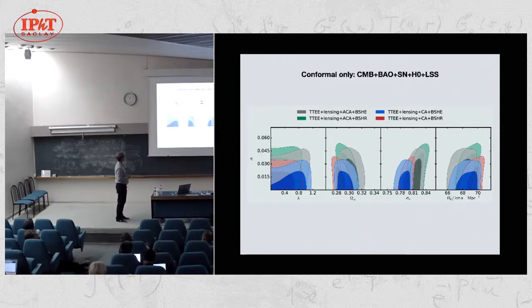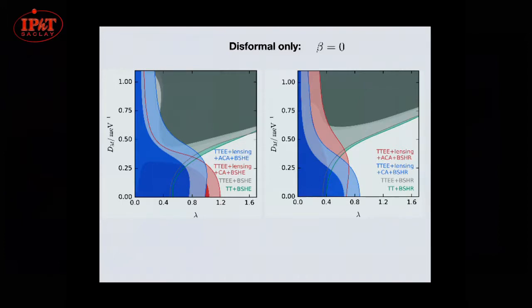I would say that whether the F-Stasio value for the Hubble parameter today or the Reese value, it has some slight effect, but it's not as drastic as I thought initially. So this is conformal only. So let's go to the disformal. And this is also a busy plot.